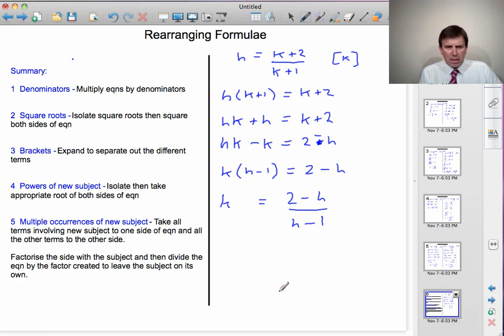Right, that concludes this lesson on rearranging formulae. There'll be a transcript on the website and an exercise with very similar questions to the ones we've been doing here.